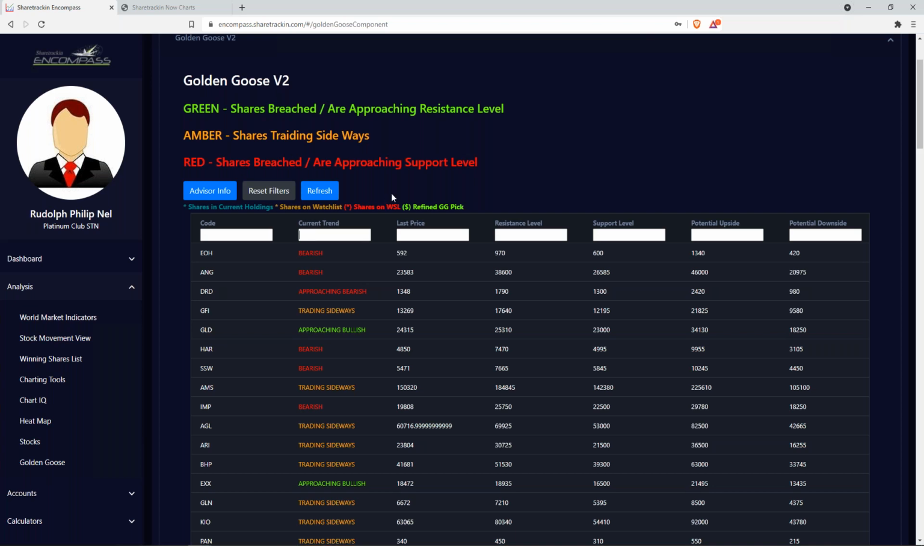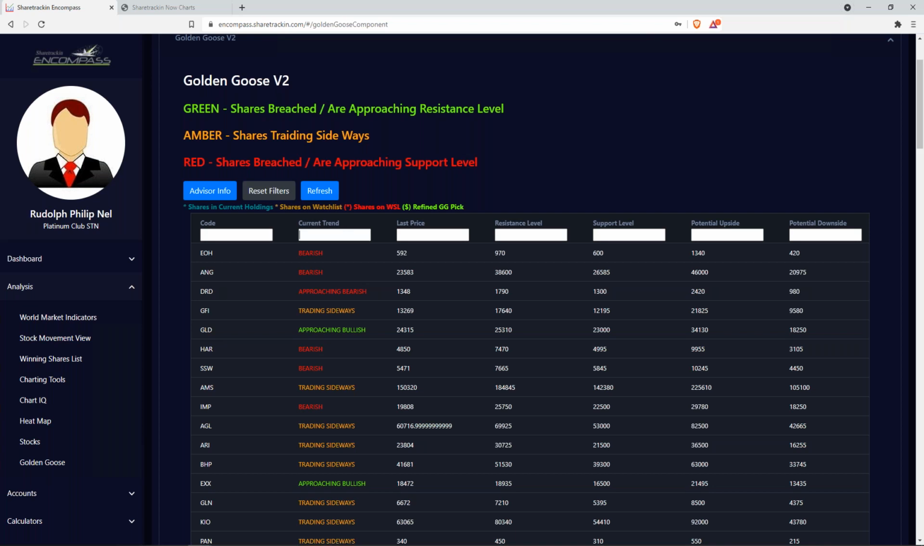The registration for the Golden Goose would still be the same, where you would go to the website www.sharetrackin.com, then go to what we offer and then products catalog, and then register for the Golden Goose. So it's still the same registration process to get the Golden Goose version 2 if you don't have it.